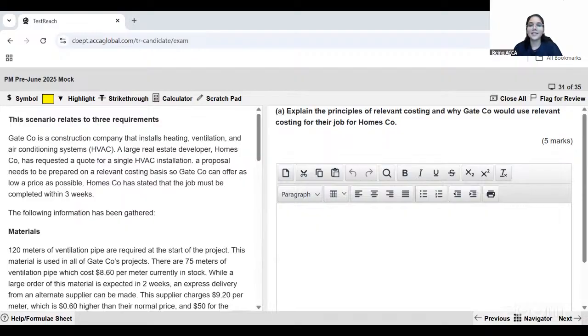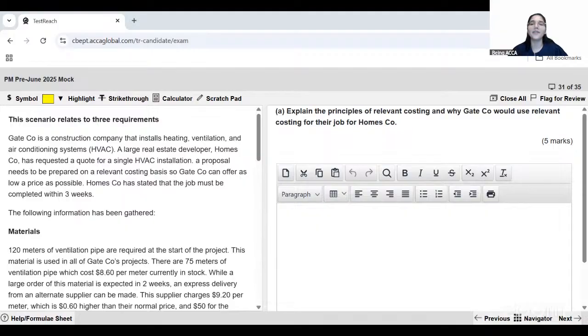Okay, so let's get started with this particular question. This question pertains to the relevant costing aspect of your syllabus. Whenever we are solving any section C type of case study, the very first step that we should be performing is having a quick look at what the requirements are. So the part A only is visible to me here on the front screen. This reads that I have to explain the principles of relevant costing and why gate companies should use relevant costing for their job for homes company.